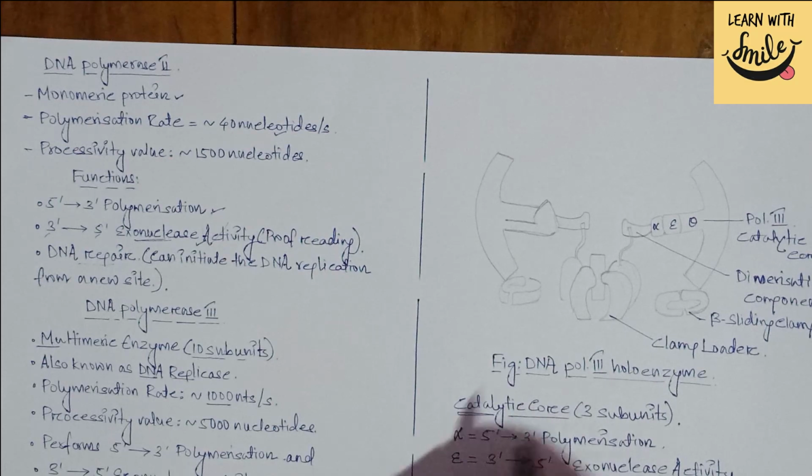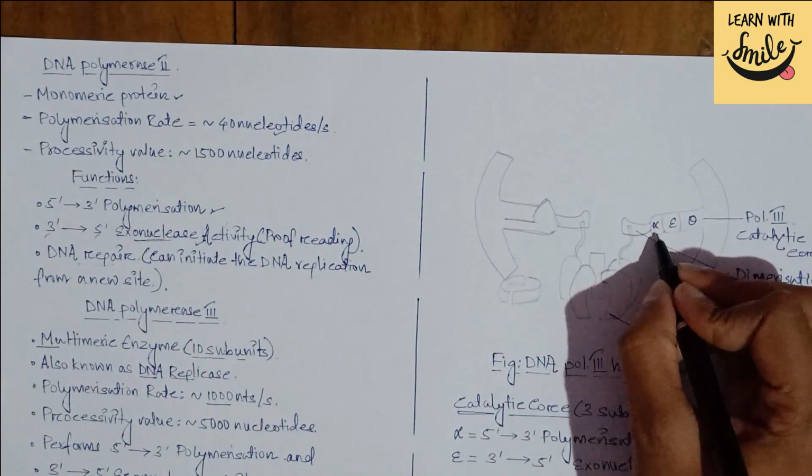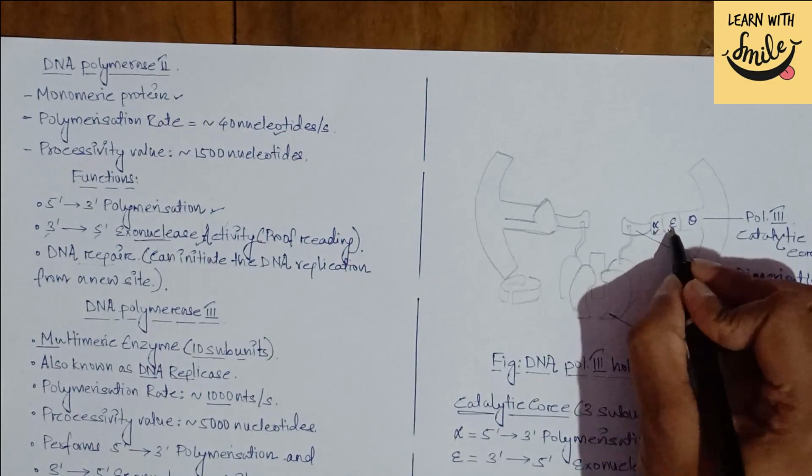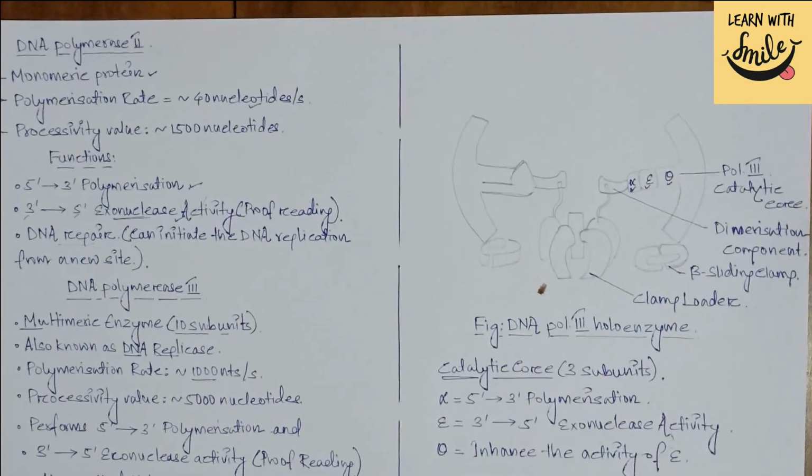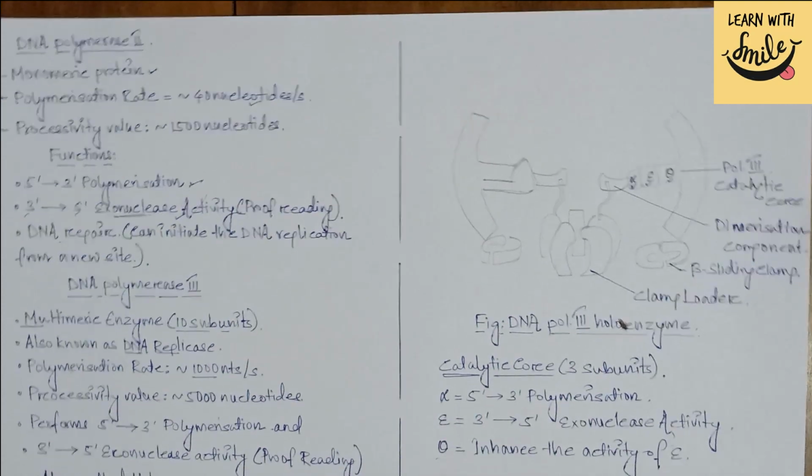Starting with the catalytic core, the catalytic core can be categorized into three subunits: alpha, epsilon, and theta. The alpha subunit of the catalytic core is involved in 5' to 3' polymerization. Epsilon is involved in 3' to 5' exonuclease activity, which is required for the proofreading process, and theta enhances the activity of epsilon. That means whatever activity epsilon performs, that is proofreading activity, is enhanced by this theta component of the catalytic core.